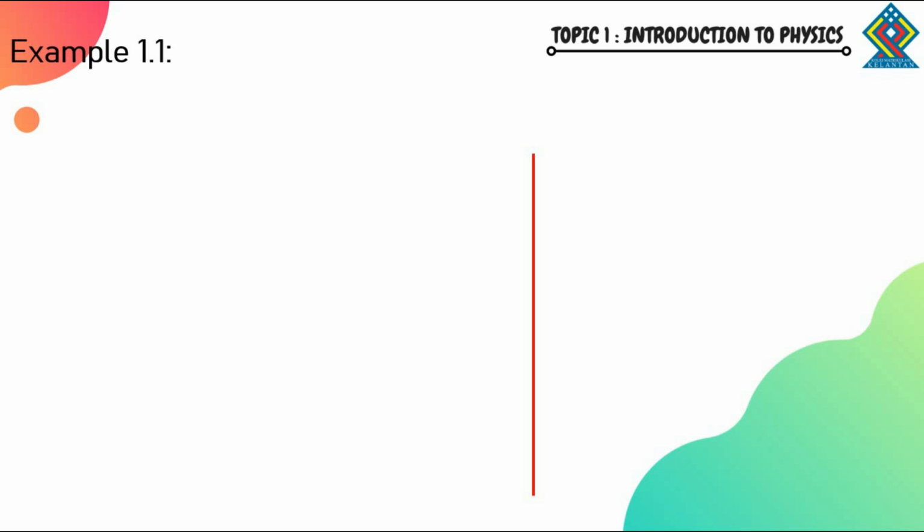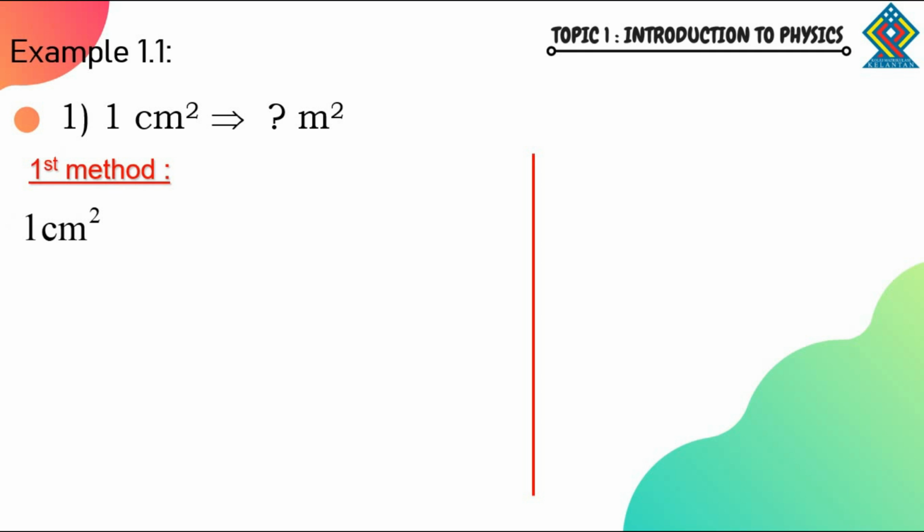Let's look at the first example of conversion factor. I want to convert 1 cm square to meter square. So, I use the first method. I write the 1 cm square. I multiply with one of the conversion factor. Here, I want to convert cm to the meter. So, to cancel out the cm, I put the cm at the denominator. And I know that 1 meter is equals to 100 cm. So, this is the conversion factor.